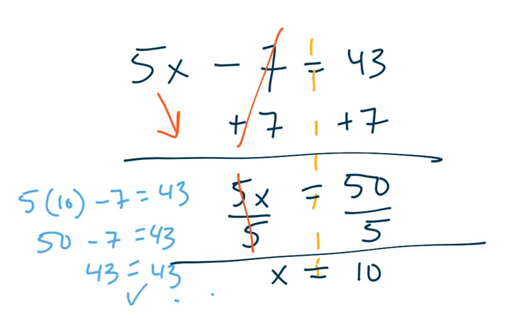And don't hesitate to use a calculator, okay, because you got to check your work. 50 minus 7, I'm calculating right now. Yes, that is 43. I thought so, but I just wanted to double check. Okay, that checks. Good job.